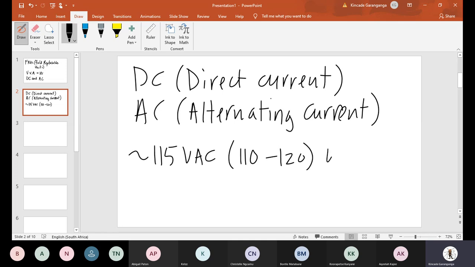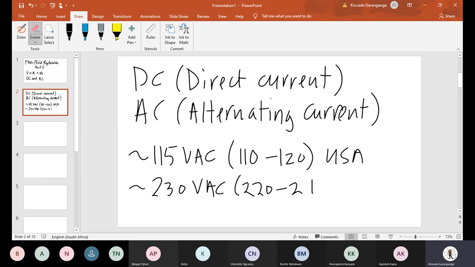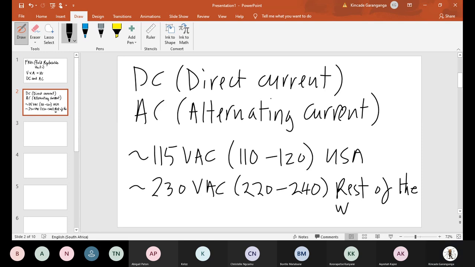The rest of the world, so this is within the USA, and then the rest of the world would use about 230 volts of alternating current. And again, naturally, your actual range there is between about 220 to 240. So that's the rest of the world. That's the actual power that is supplied as far as your setups are concerned. So that's what you'd gauge as far as these particular PSUs would go. Your PSUs would come in those distinctive formats.